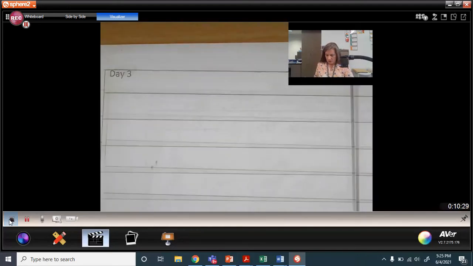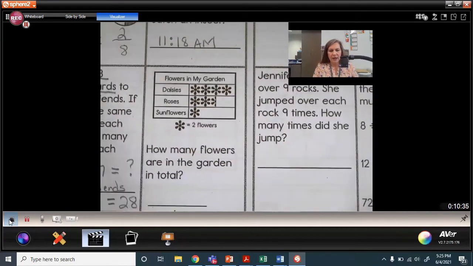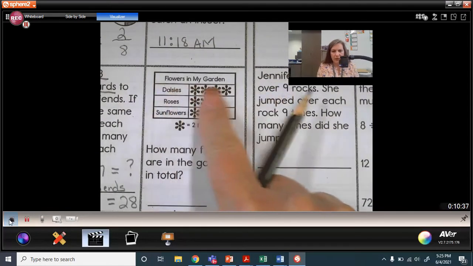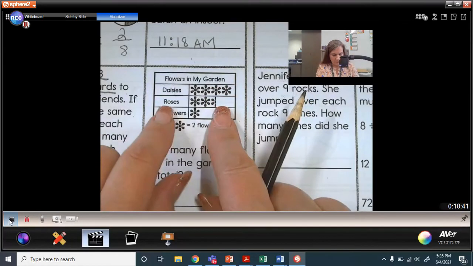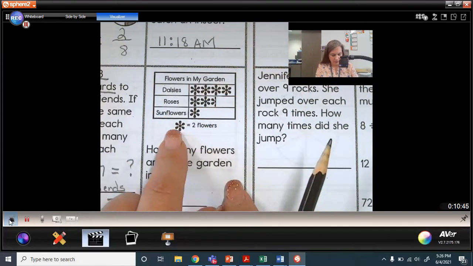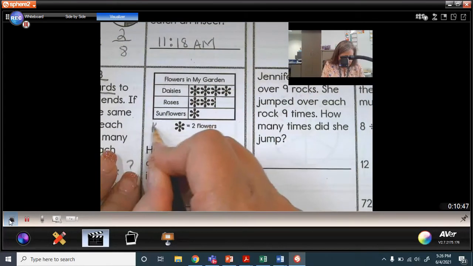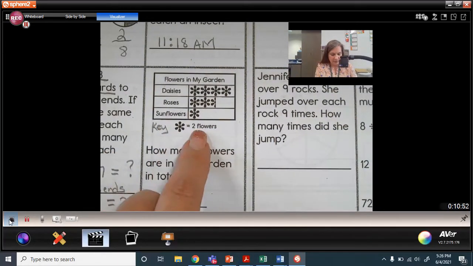And finally, we have a pictograph here. Remember, always look at your key on a pictograph. And it says, flowers in my garden. We have daisies, roses, and sunflowers. So remember, this key right here is very important. It tells us that each picture is the same as saying 2 flowers.